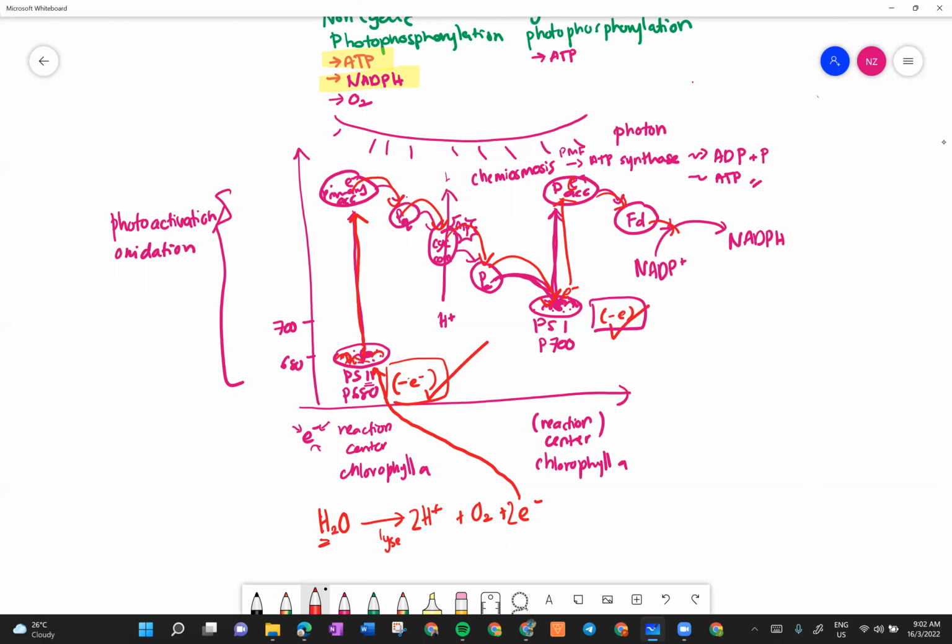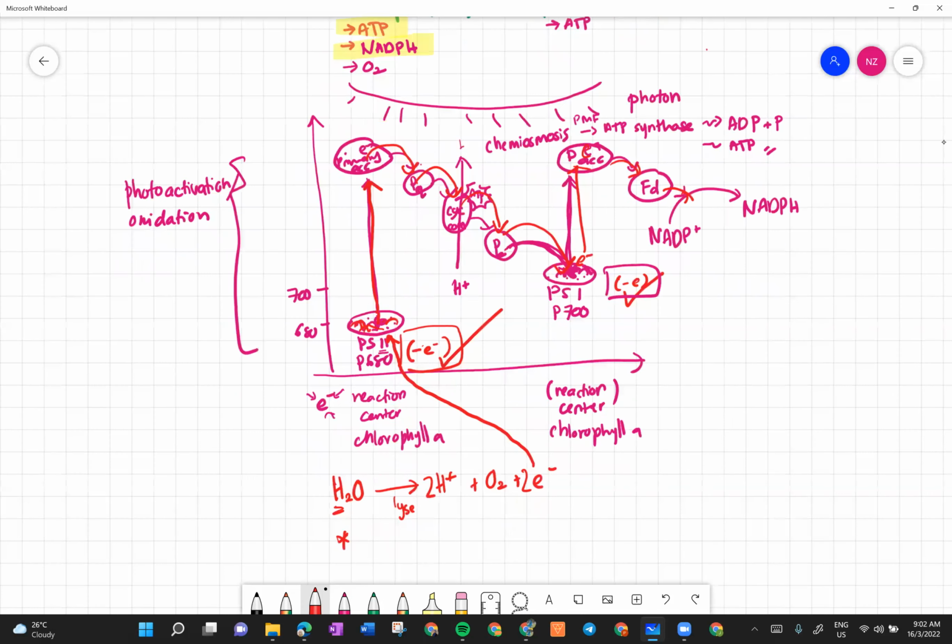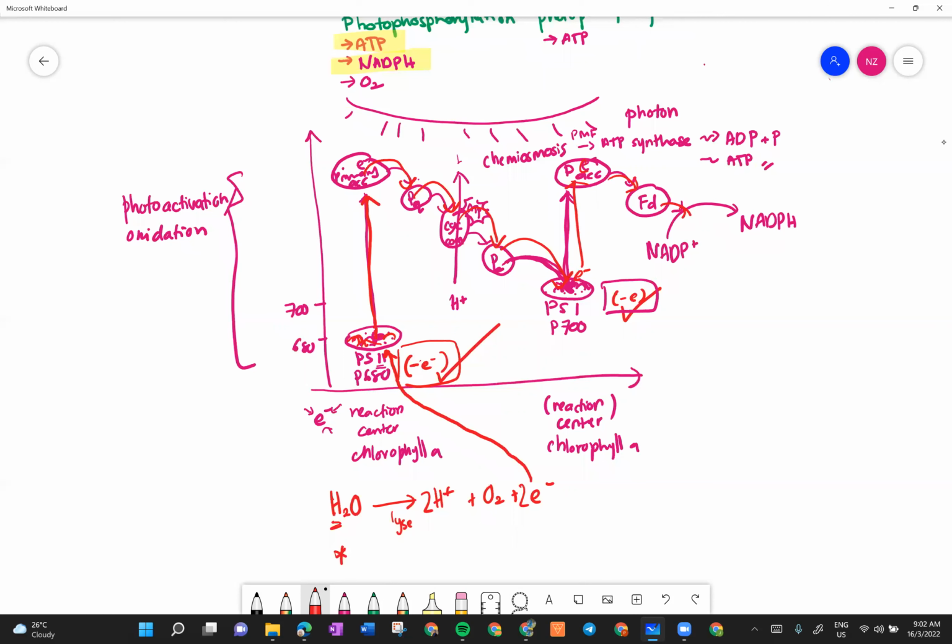Air sekali lagi will be lysed, will be broken down into 2H+, oxygen, and 2 electron. So this process, air breakdown into H+, oxygen, and also the electron, it is known as photolysis of water.